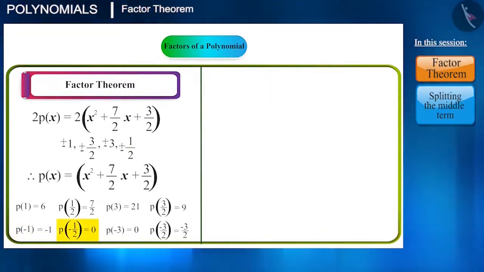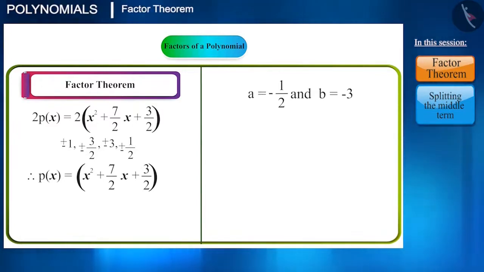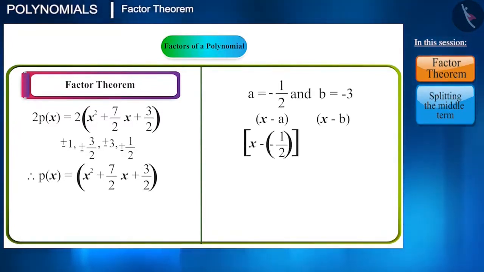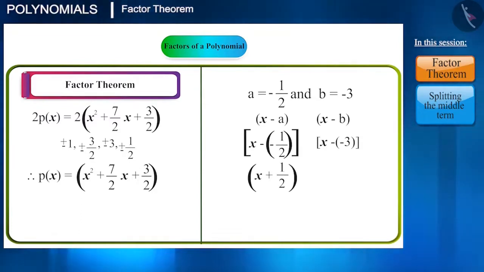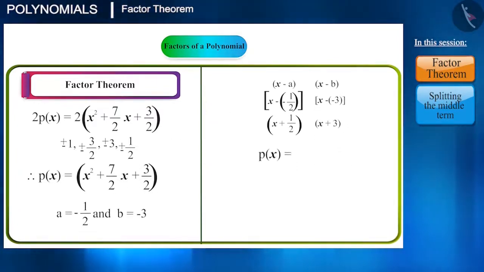P of minus 1 by 2 will be 0 and P of minus 3 will be 0. We get the values of a and b. Now, we can write them in terms of factors of the polynomial as x plus 1 by 2 and x plus 3. And finally, we get only 2 factors of this polynomial as it is a quadratic polynomial.